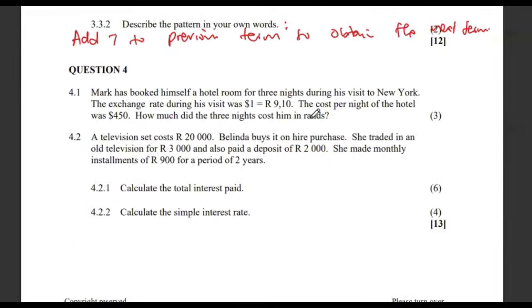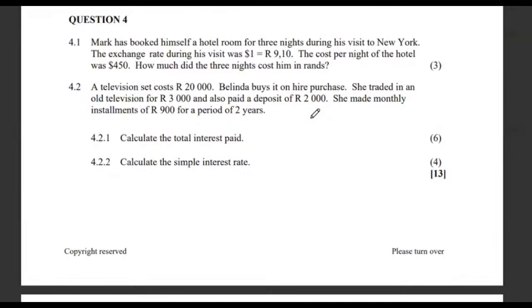Okay, and then question four. They're telling us Mark has booked himself a hotel room for 3 nights during the visit to New York. The exchange rate was $1 costs 9 rand and 10 cents. The cost per night was $450. Wow. How much did 3 nights cost him in rands?